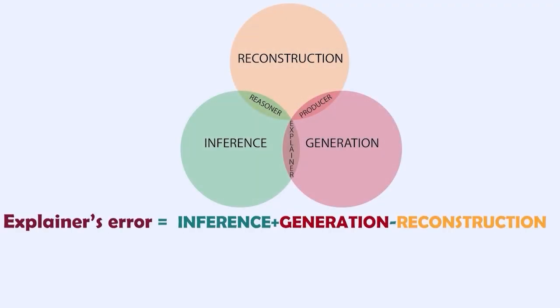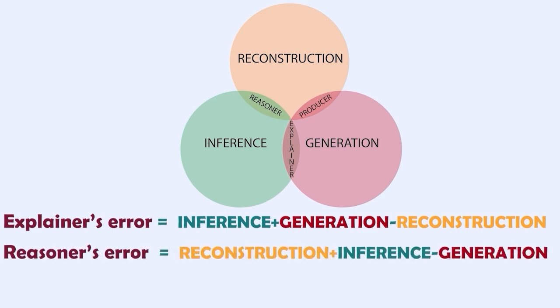The explainer's error is computed from the sum of the inference and generation losses, subtracted from the reconstruction loss. This offers us insight into how accurately the explainer network encodes the spectrum.